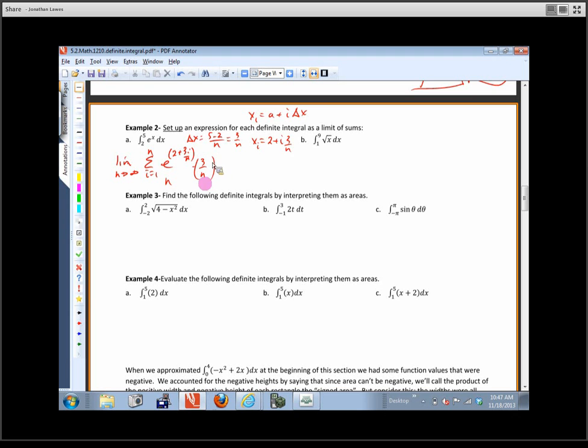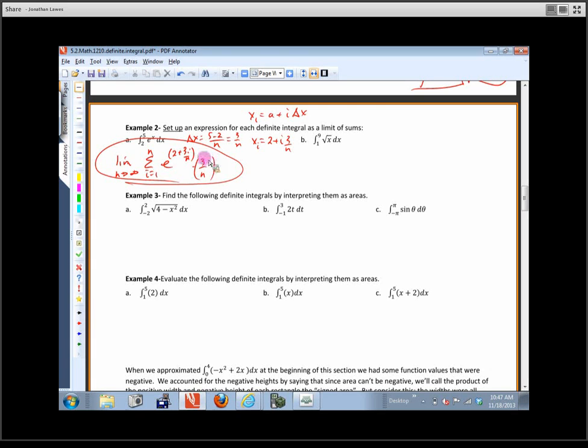3 over n. Okay? There it is right there. Okay, watch please. I mentioned this to you last time, but you need to be good at picking this out. That's where we start. That's the start of the interval. We start at 2. You're going to be able to see that in the evaluation point. So 2 is where we start evaluating.